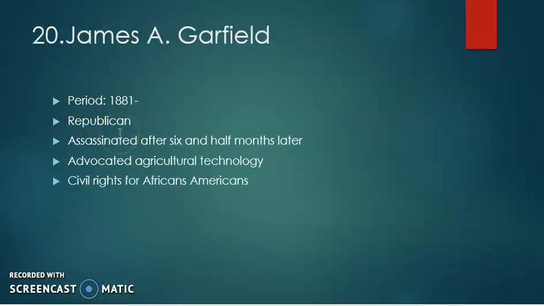James A. Garfield was the 20th president of USA, and he ruled the country for a few months, almost 6.5 months. In 1881, he took charge as the president of USA, and he was from the Republican Party, and he was assassinated after 6.5 months, and he educated on agriculture technology, and he also fought for the civil rights of African Americans.